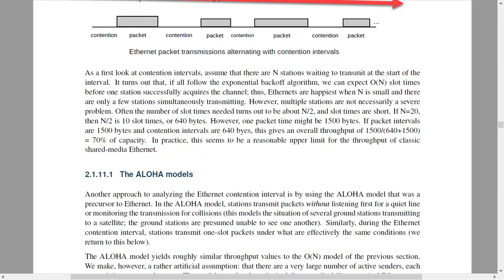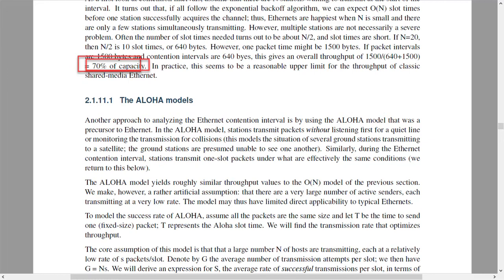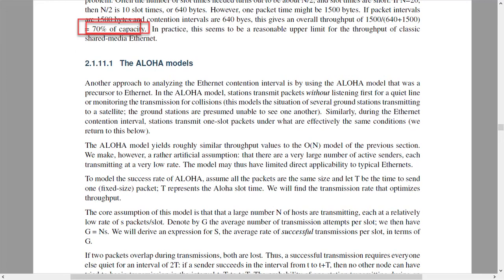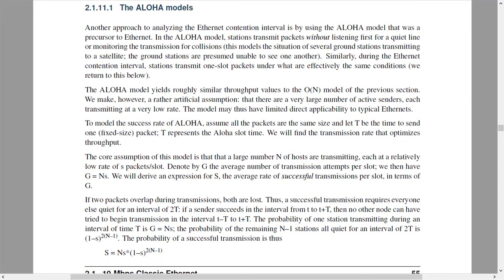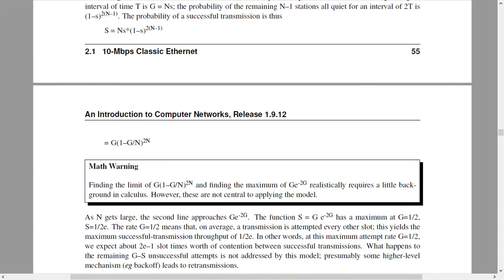So here they talk about throughputs and math. You really don't need all this. It's kind of nice to know that generally you get 70% of your capacity. All right. You can use the Aloha model. That's just a way to measure. That was before Ethernet came about, but its throughput is about the same.